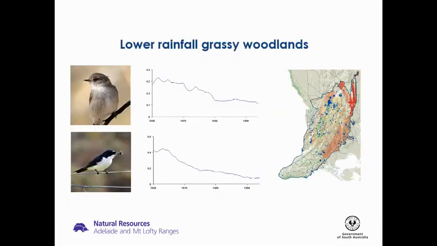So again, these are the sort of species that we think of in this landscape as associated with those low rainfall systems, things like restless flycatchers, Jacky Winters, diamond firetails, brown treecreepers, a few others, but they're the main ones.